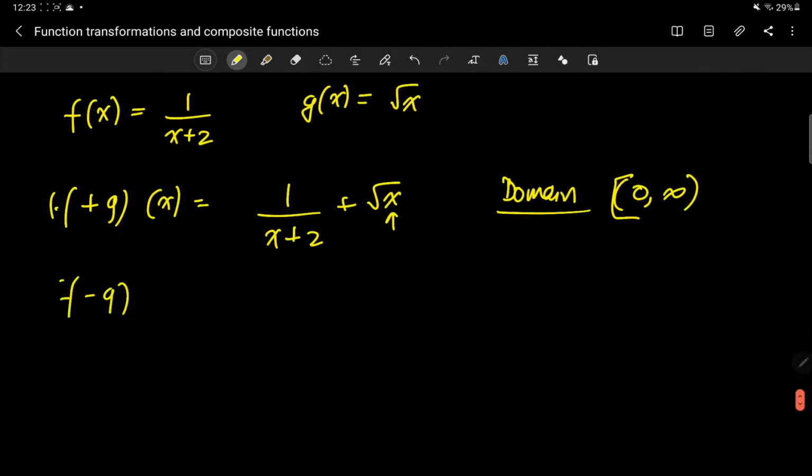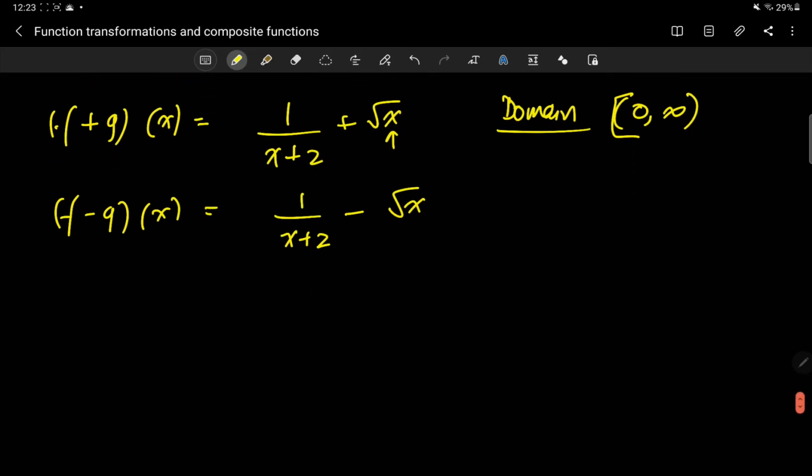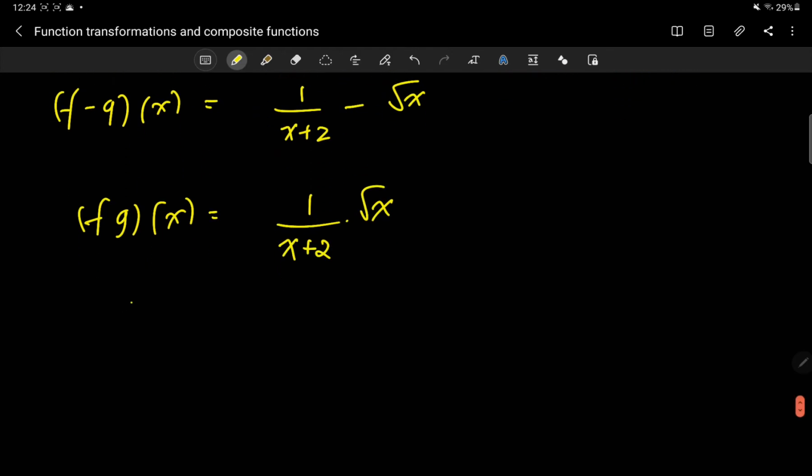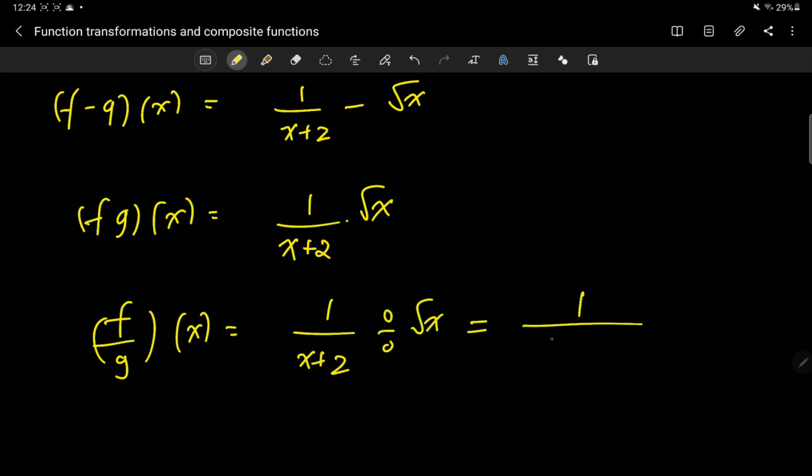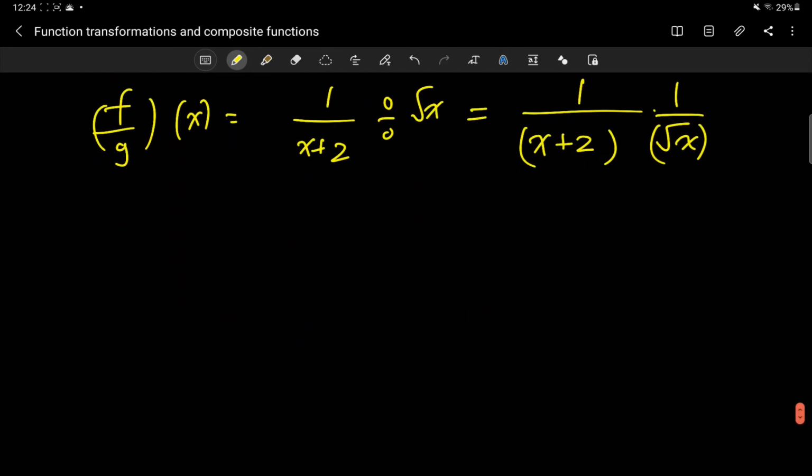Similarly, the subtraction of these functions is just going to be 1 over x plus 2 minus square root of x. The product of these functions is going to be 1 over x plus 2 times the square root of x. And the quotient of these functions is 1 over x plus 2 divided by square root of x, which means it's 1 over x plus 2 times 1 over square root of x. Okay. So this part is fairly straightforward.